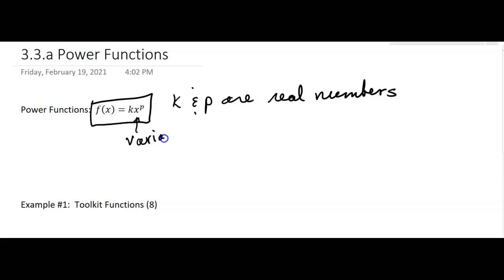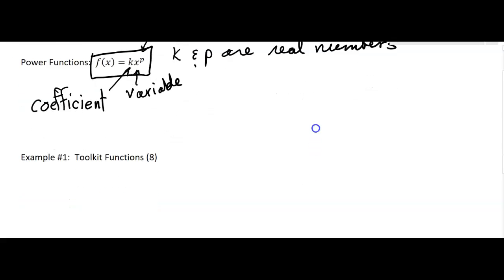The other thing to note is that it only has one term, okay? So you have a number in front. K is called the coefficient. And then p would be the power or the exponent. Okay. So we're going to look at the toolkit functions and see which ones are power functions and which ones aren't. So we're going to have to remember the toolkit functions.